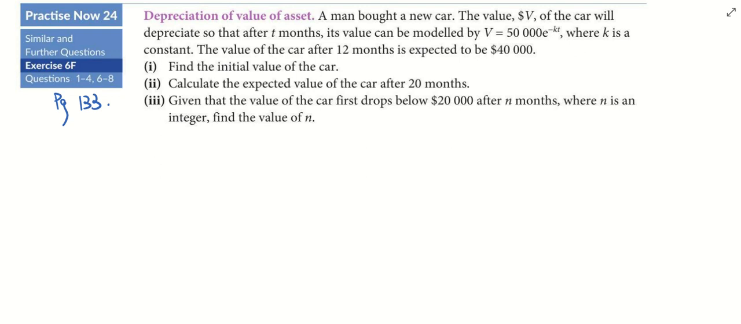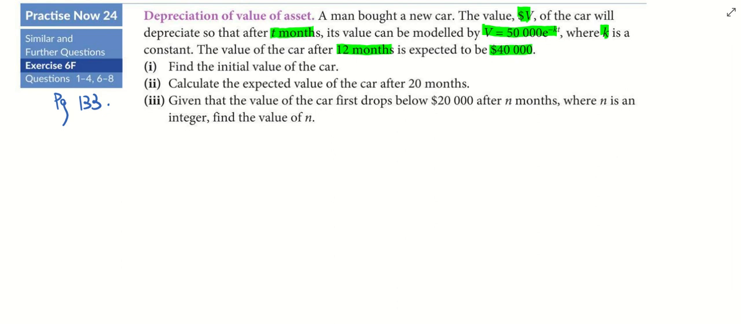Okay, looking at this question on exponential, let me underline some of the key information before we get started. So we have the value, which is the price of the car after t months. All right, this can be modeled by this particular exponential equation. And take note, k is a constant. The value of the car after 12 months is expected to be 40,000.